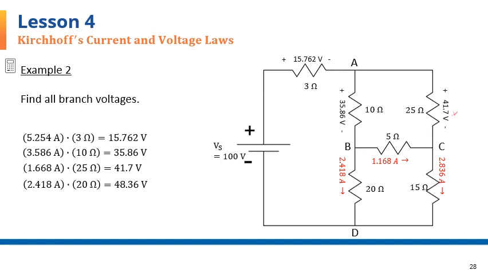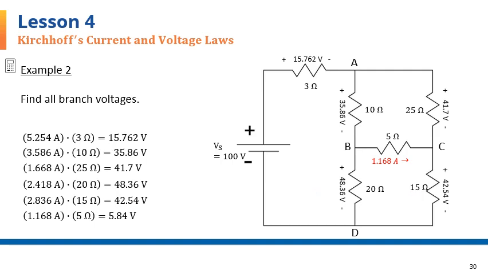For the 20 ohm resistor, we have 20 times the current, giving 48.36 volts in this direction. And that's given on this page. For the 15 ohm resistor, I have this current times 15 ohms, and that comes to 42.57 volts. And finally, for the last one, 5 times 1.168 gives me 5.84 volts here.